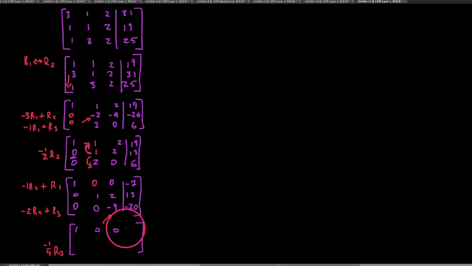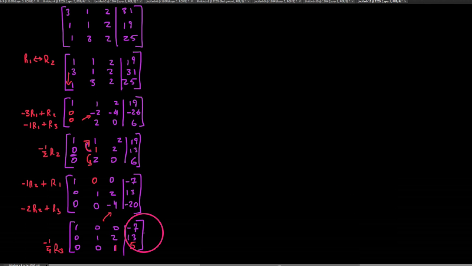So we get a 1, 0, 0, and a negative 7. Here we get a 0, 1, 2, and a 13. And then here we get a 0, 0, and then a 1. This would have to be a 1 after taking everything down here times a negative 1/4. Now negative 1/4 times a negative 20 is a positive 5.